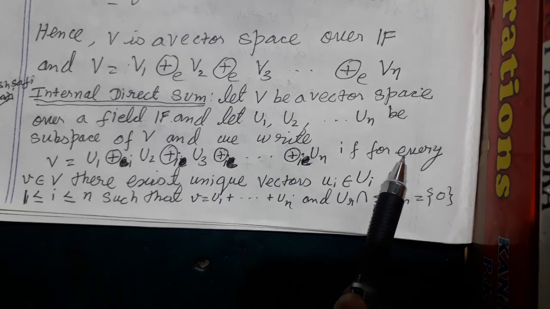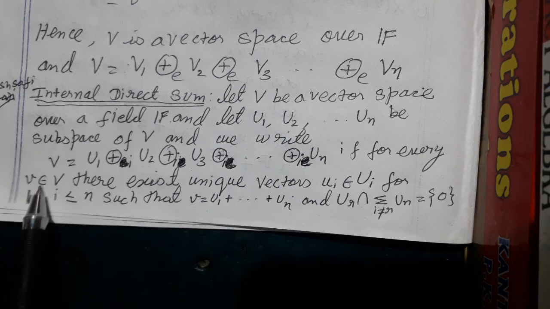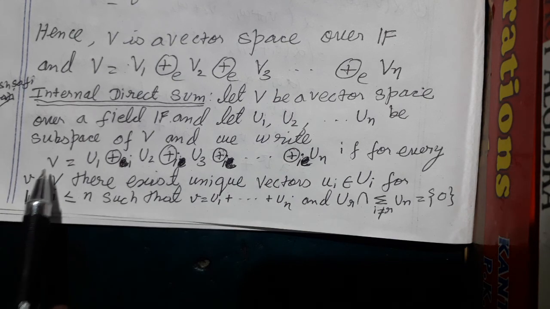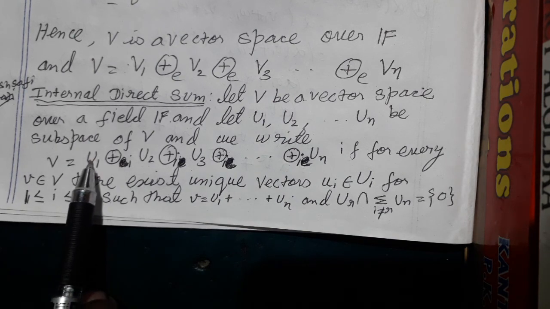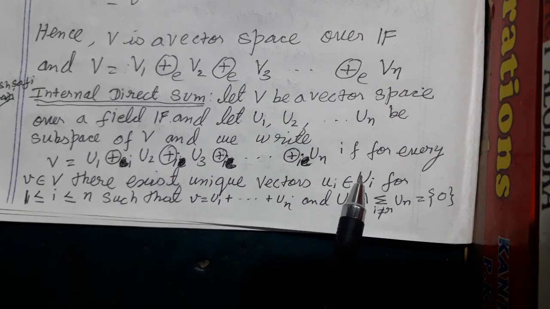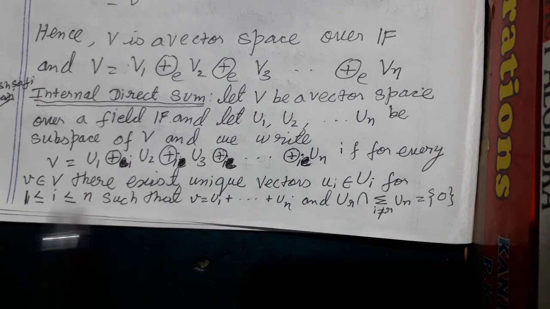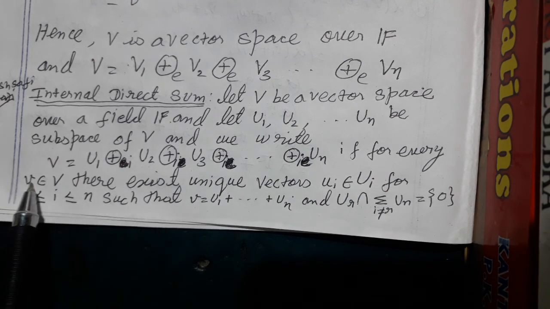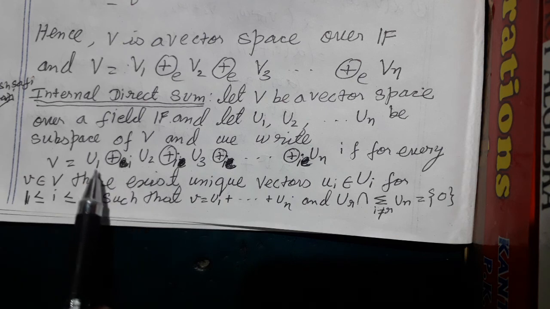This holds if for every v, meaning I take any v belonging to V, there exists a unique ui from each Ui, for 1 ≤ i ≤ n, such that this v can be written uniquely as v = u1 + u2 + ... + un.